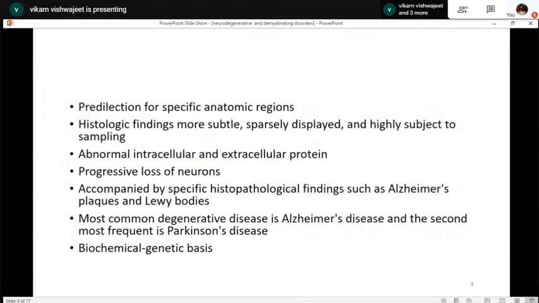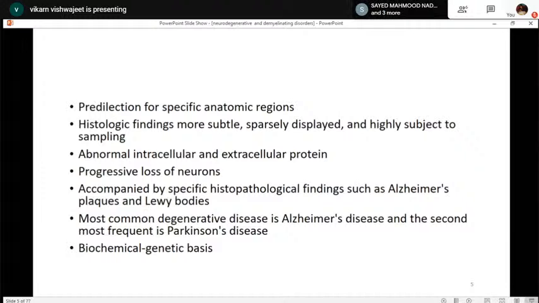Each neurodegenerative disease has a particular predilection for a specific anatomic location, and based on that, the histological findings are correlated. In most cases, histological findings are subtle and sparsely displayed. The commonality among all these neurodegenerative disorders is abnormal deposition of intracellular and extracellular protein accompanied by progressive loss of neurons.